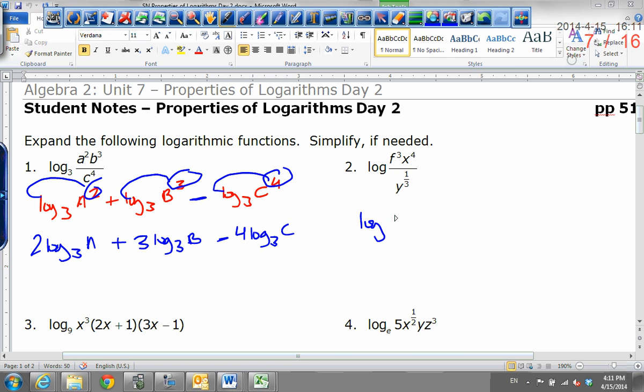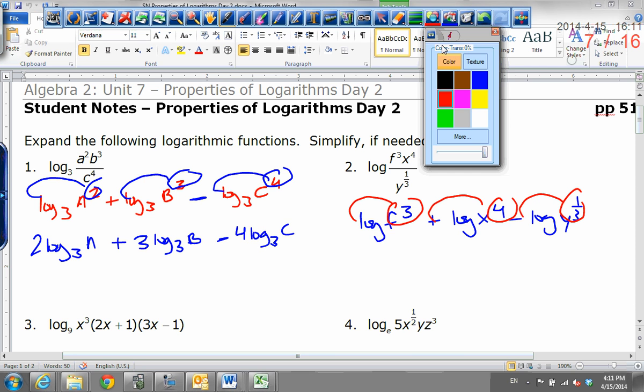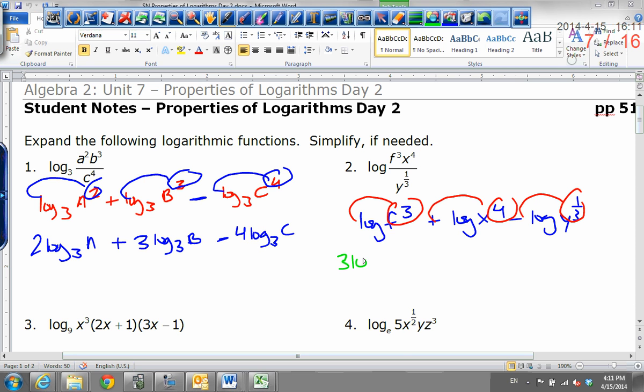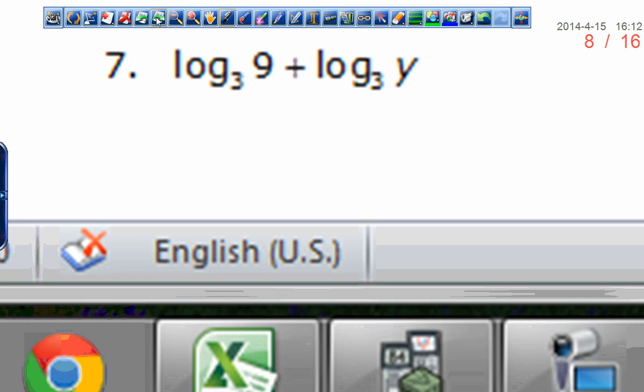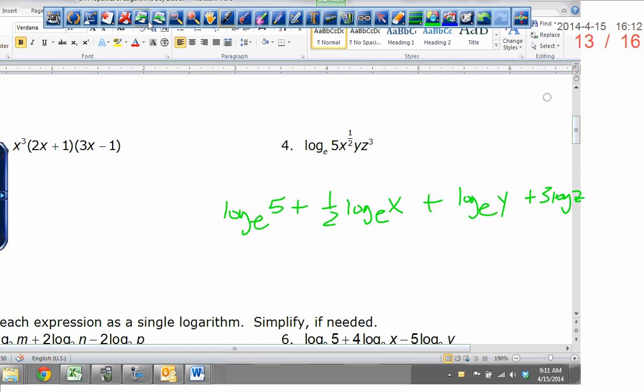So log f to the third plus log x to the fourth minus log y to the 1/3. Then we need to move 3, 4, and 1/3 all in front. So when we do that, we get 3 log f plus 4 log x minus 1/3 log y. Alright, here's a chance to pause for 3 and 4. Alright, let's see if we can find the answers for 3 and 4.